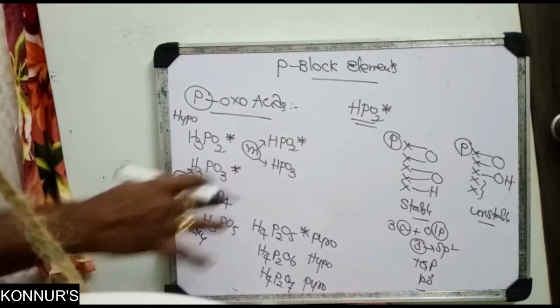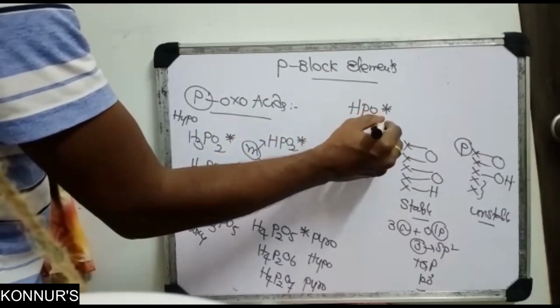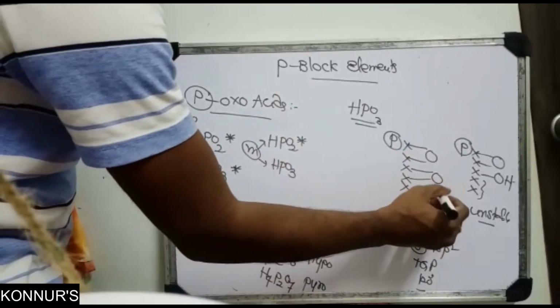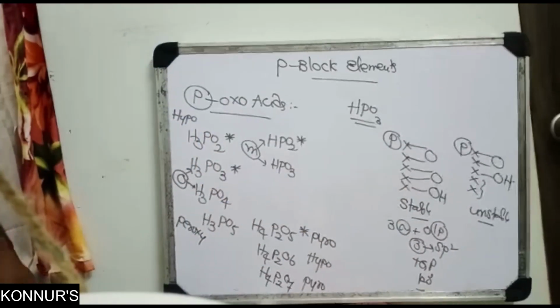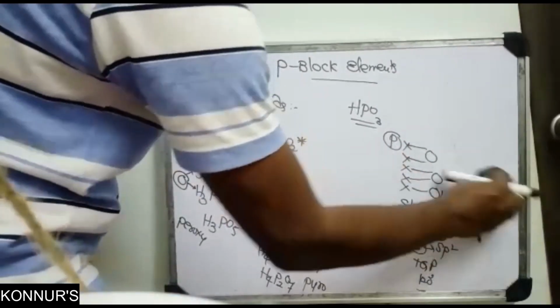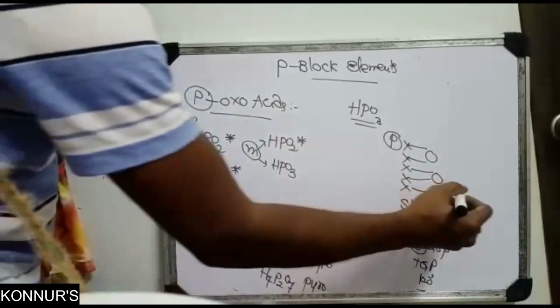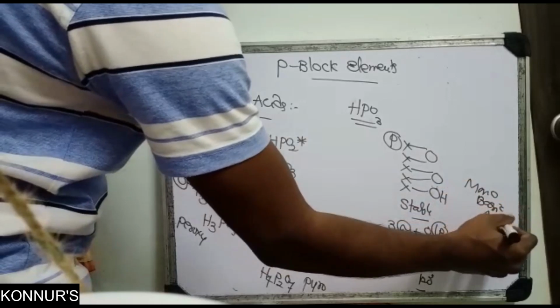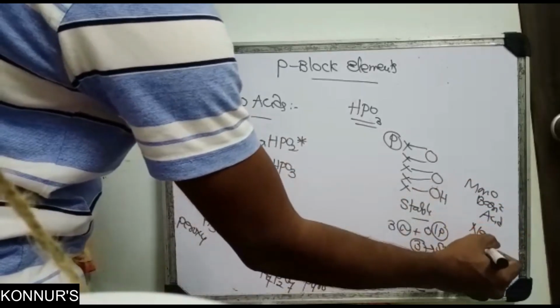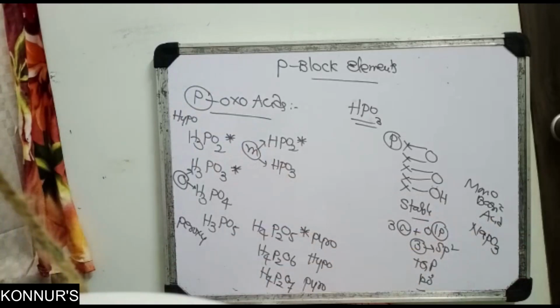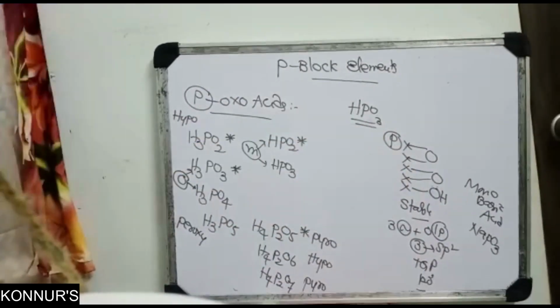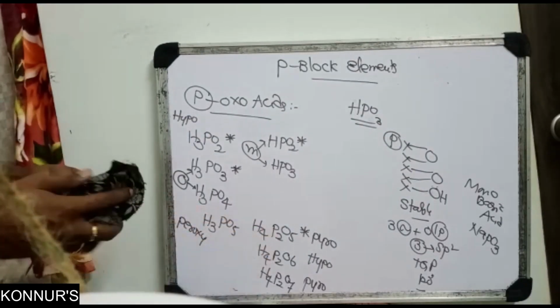Next, HPO3. So it is metaphosphoric acid. So you put here OH. So this is monobasic acid. Only one structure is possible. This is monobasic acid. So that is NaPO3. So you can write it as sodium metaphosphate. You are getting. Next, H4P2O5 onwards.